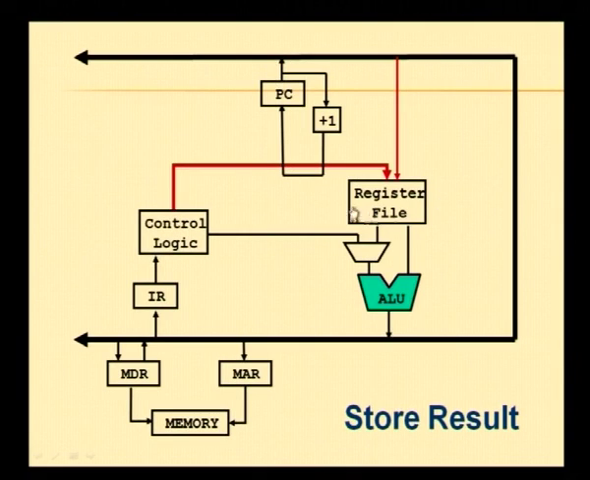The instruction is add R1, R2, R3. So, it has to be stored in R3. R3 is a register that needs to be specified by the control logic, and the output from the ALU, which is there on the bus, has to be stored in the register file. This is an overview of what would happen for a simple instruction like adding two registers and storing it into the register file.